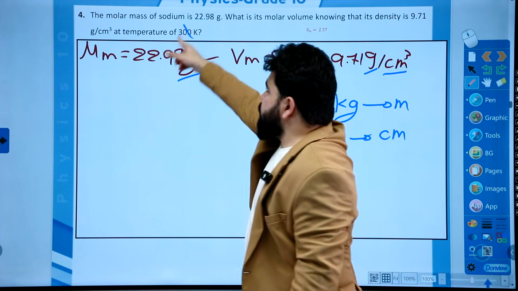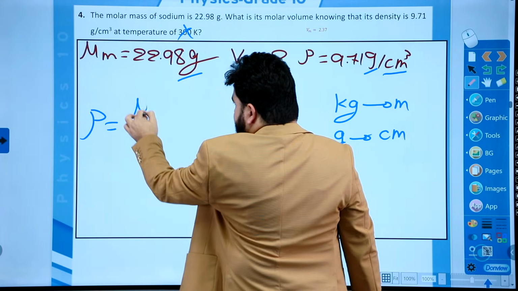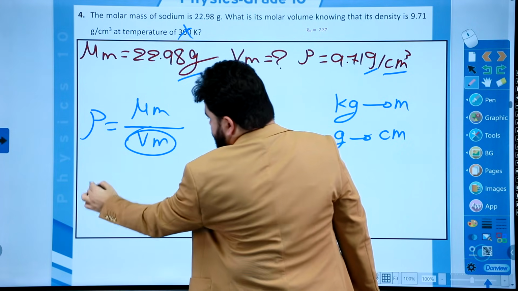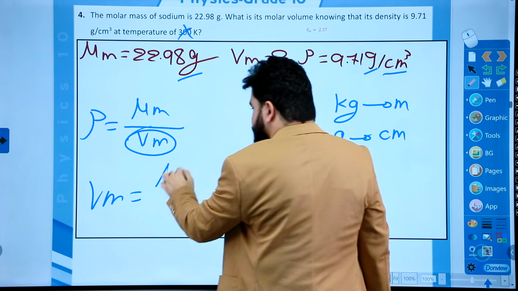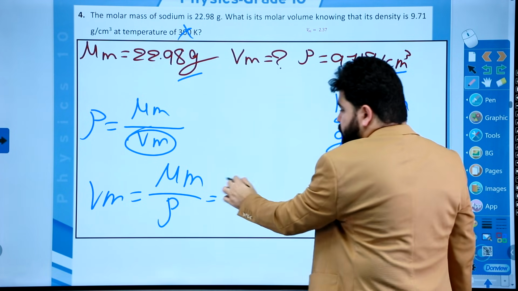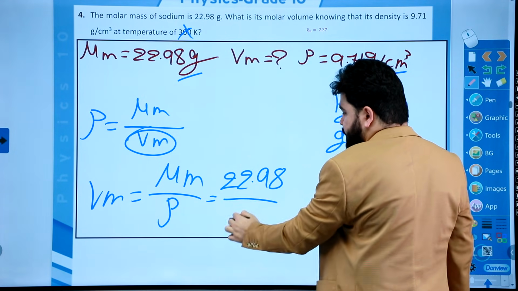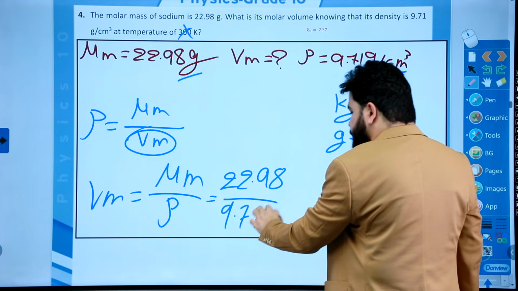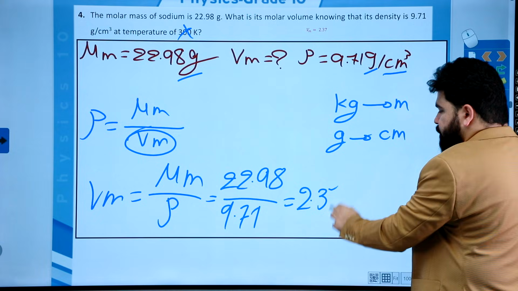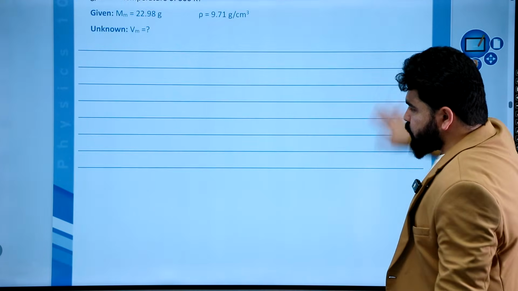This temperature, I'm not going to care about this temperature. So density is equal to molar mass divided by molar volume. I need this one. So molar volume is equal to what? Molar mass divided by density. Molar mass is equal to 22.98, divided by density, which is equal to 9.71. This is equal to 2.37 centimeter cubed. This is question 4.